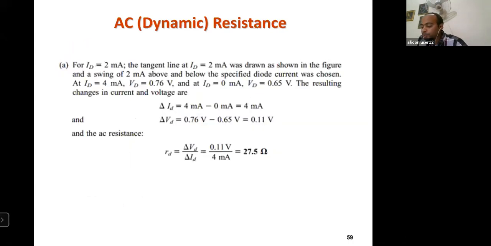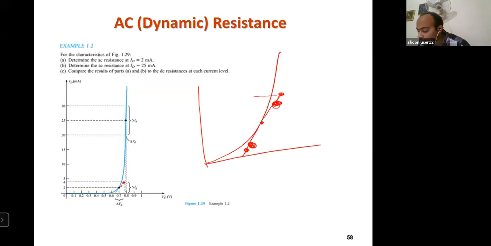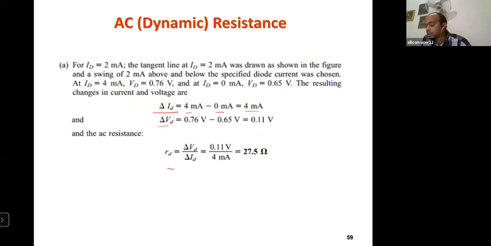So let us say for the previous exam question, we will find delta ID as 4 milliampere minus 0, equal to 4 milliampere. Delta VD is 0.76 minus 0.65. That means this point is 0.76 and this point is 0.65. Subtract them to get the delta VD, and once you get this, divide them, and you get 27.5.